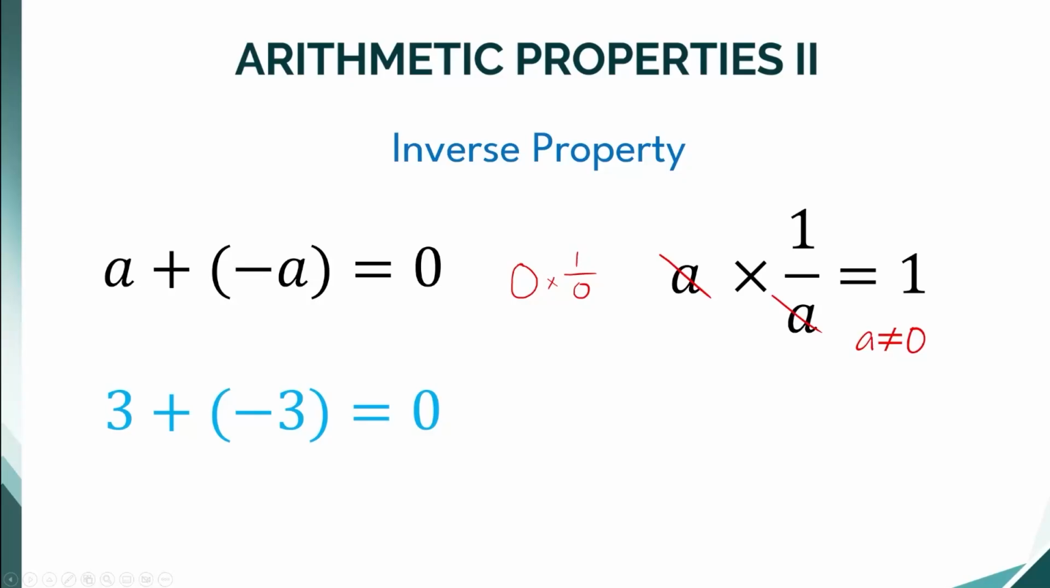Let's look at an example. The example we have is 3, which is that thing that we're talking about, times 1 over that thing, 1 over 3. The 3's are going to cancel out, and of course, what you're left with is just the 1 right there.